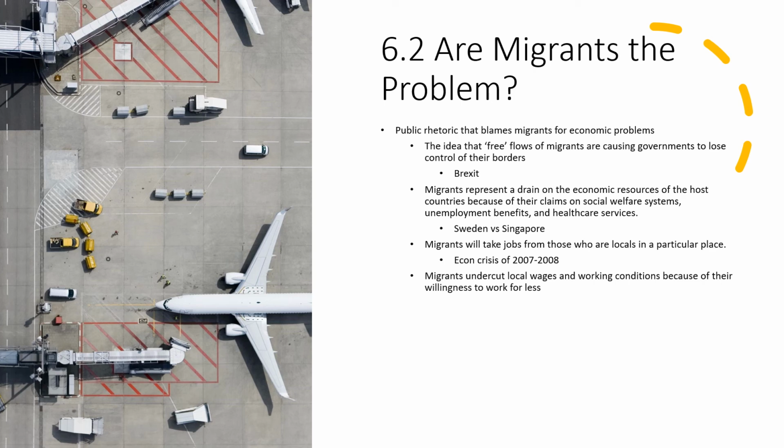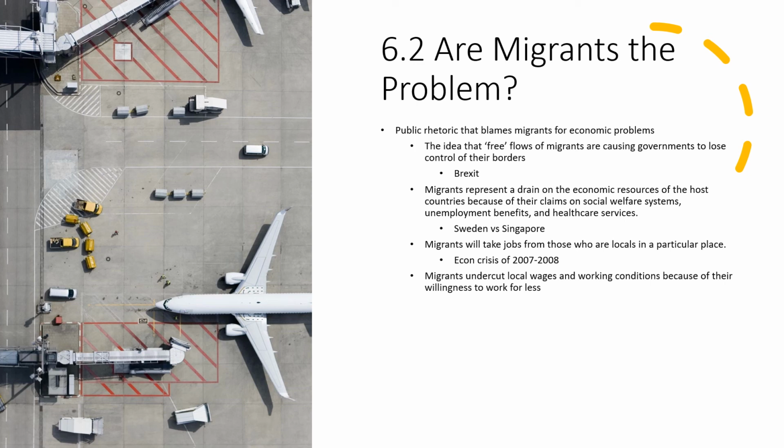The third one is migrants will take jobs from those who are locals in a particular place. This rhetoric intensified after the economic crisis of 2007 and 2008. This is a complicated argument due to the fact that it requires us to know whether those jobs would have existed without migrants willing to take them, and whether local residents would have been willing to take them in the absence of migrants.